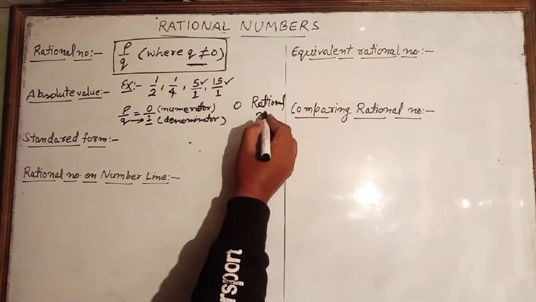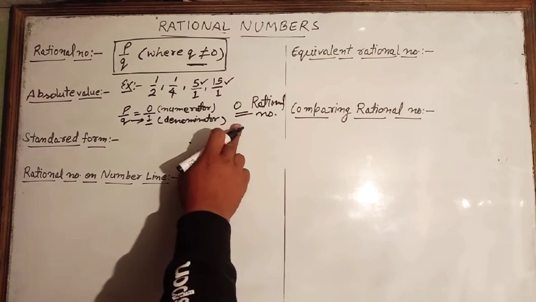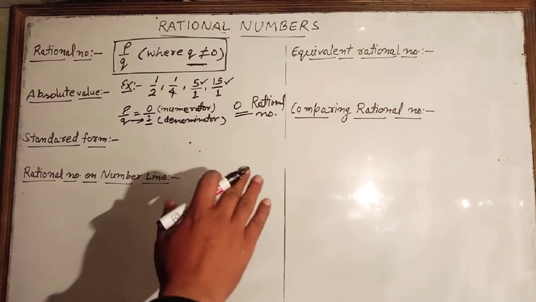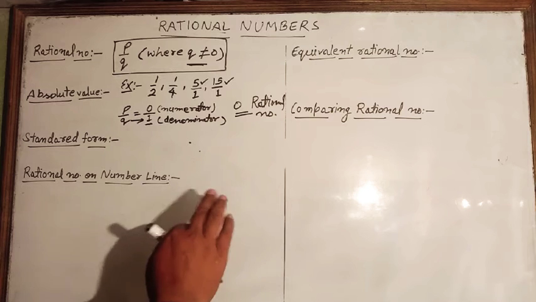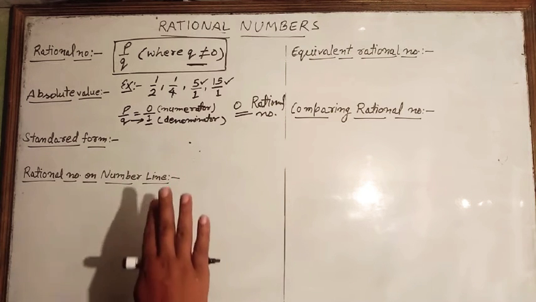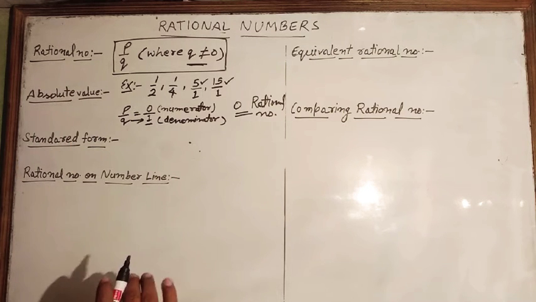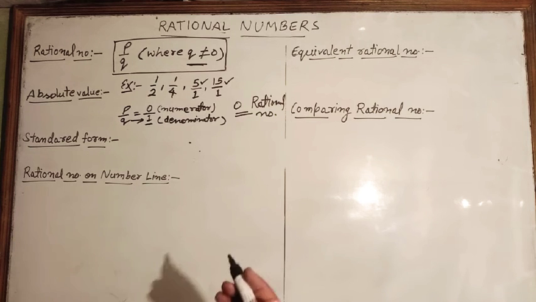0 is also a rational number. This you will remember. Why is 0 a rational number? Because in the denominator of 0 we can write 1. So 0 is again a rational number. Or in the same way others we can write.